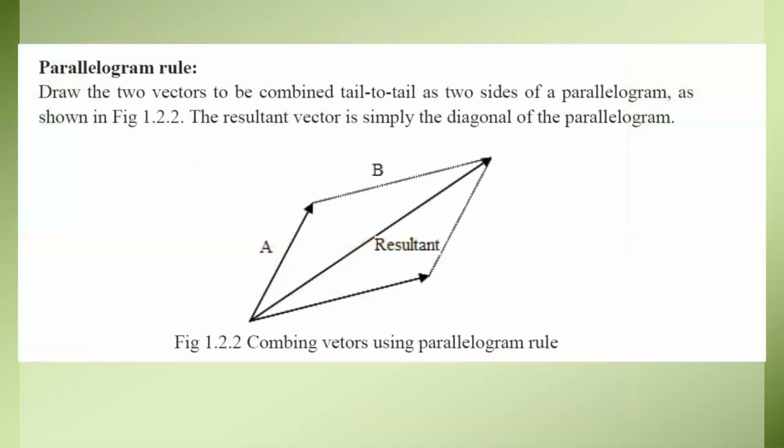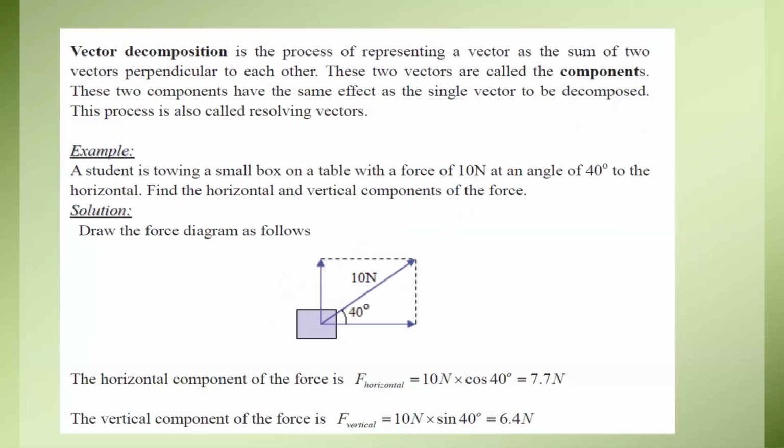Then if you use a parallelogram method, both vectors should start from the same point. Then we draw an arc, and from the intersection of the arc we draw the diagonal, and that will be our resultant. Then there is vector decomposition, also known as the resolution of a vector.